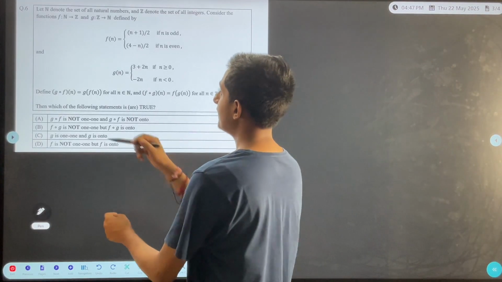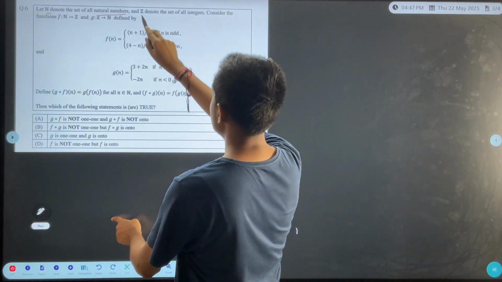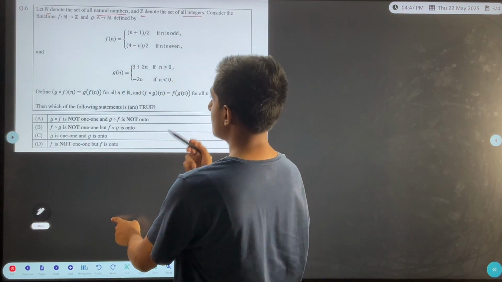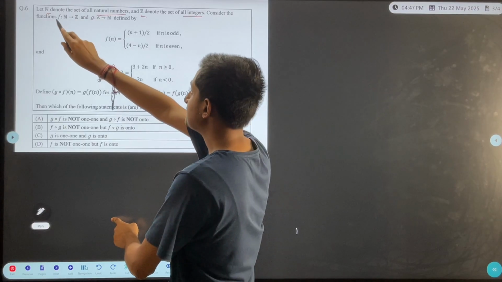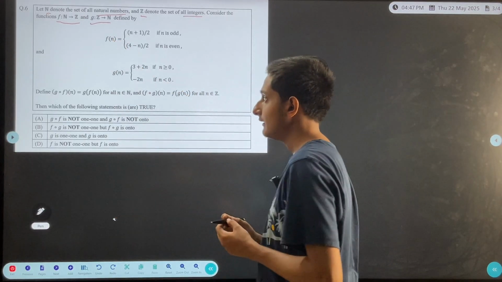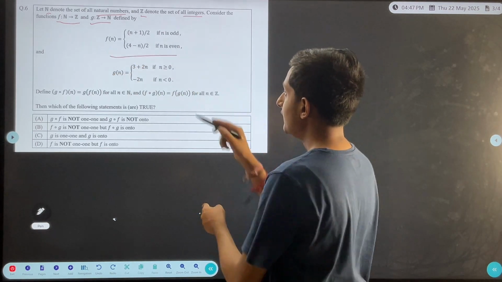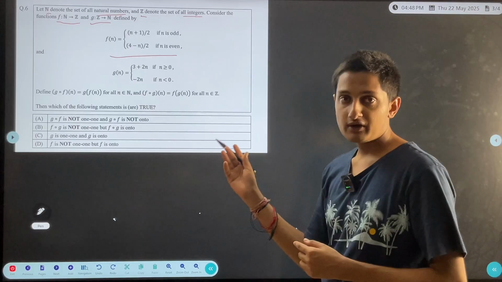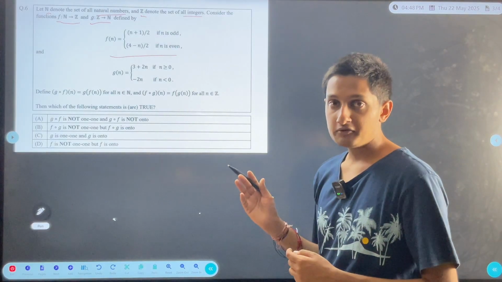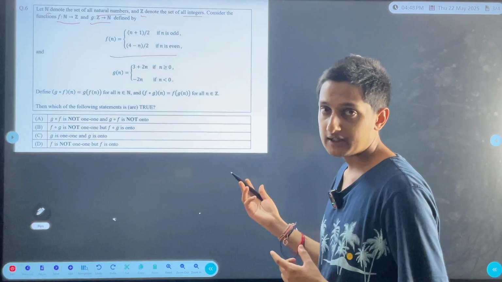First, it is given that n denotes the set of natural numbers and z denotes the set of all integers. And we have been given two functions, f from n to z and g from z to n. Alright, now let's look at f of n first. F of n is given as (n plus 1) by 2 if n is an odd natural number and (4 minus n) by 2 if n is an even natural number.